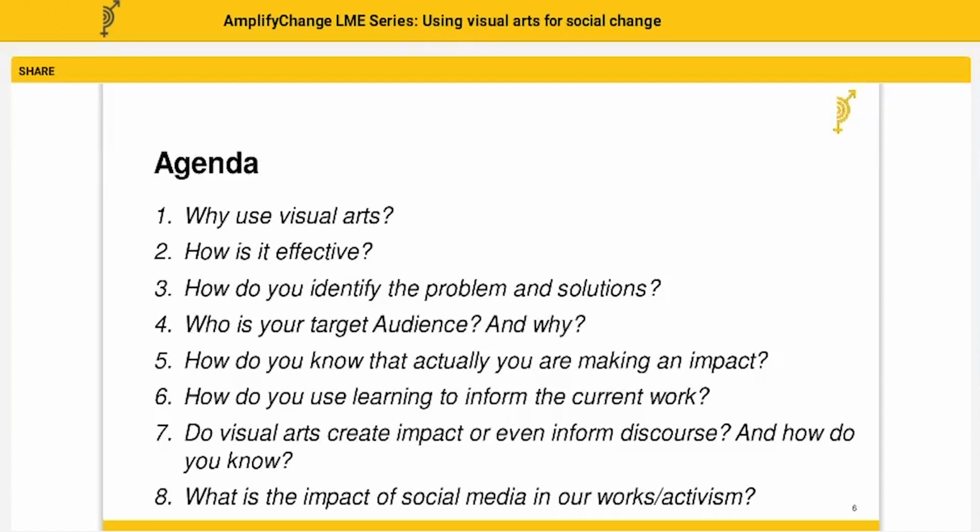As you can see on your screens on the agenda, we have: 1, why use visual arts? 2, how is visual arts effective? 3, how do you identify the problem and solutions? 4, who is your target audience and why? 5, how do you know that you are making an impact? 6, how do you use learning to inform the current work? 7, do visual arts create impact or even inform discourse, and how do you know? 8, what is the impact of social media in our works or activism?